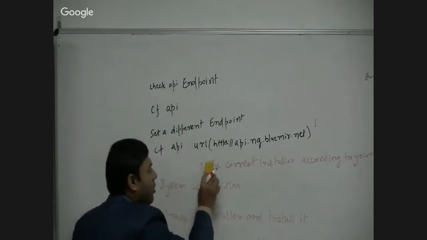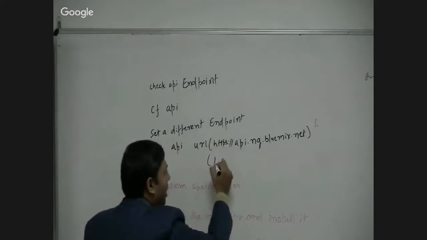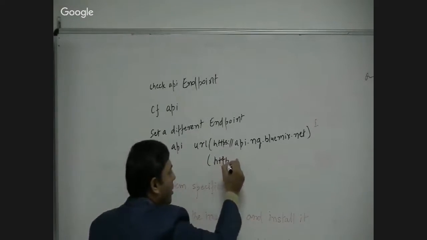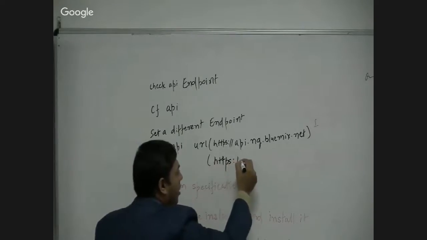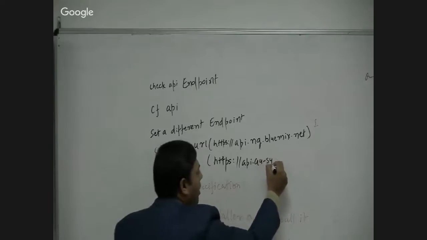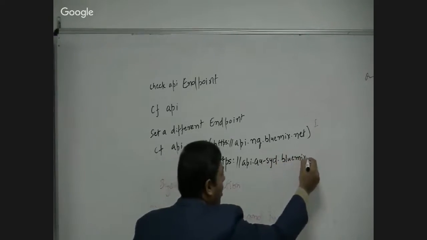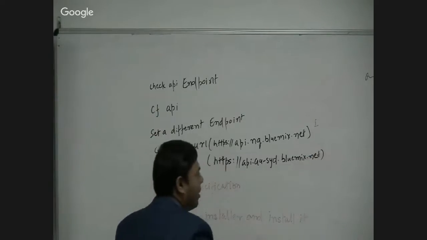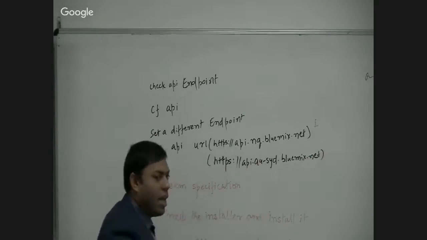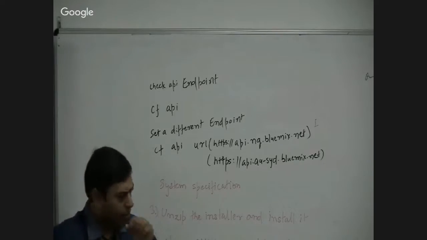Okay, correct. Here somebody is using these endpoints. Okay, like HTTPS, api.au-syd.bluemix.net. This is the API endpoint that some of them are using.